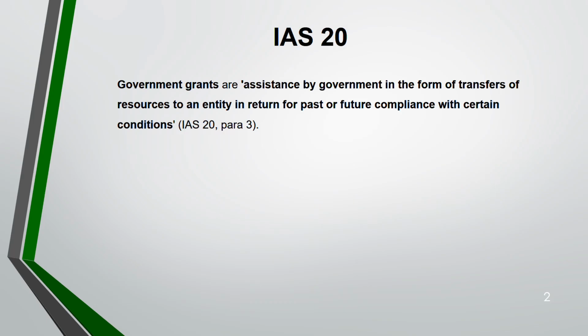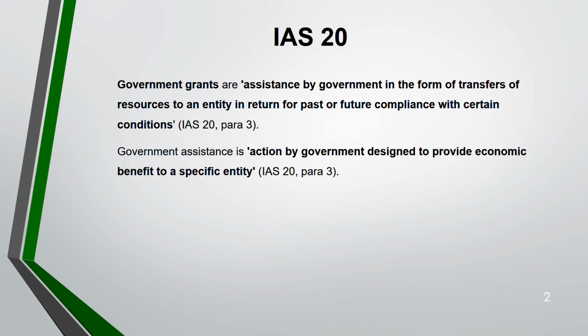A government grant is any type of assistance by government in the form of transfer of resources to an entity in return for complying, where either in the past you have complied with certain conditions or in the future if you comply with certain conditions, you will be eligible for the grant from government. A government assistance is action by government designed to provide economic benefit to a specific entity.